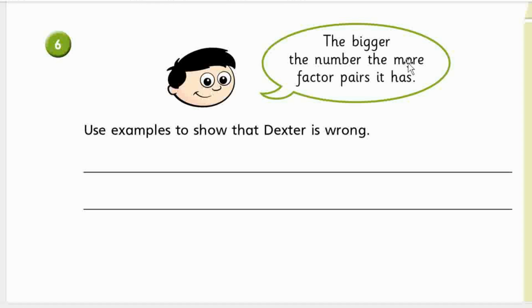The bigger the number, the more factor pairs it has. Use examples to show that Dexter is wrong. So what you need to do is to think of a prime number. Now, a prime number is a number which can only be divided by 1 and itself. In other words, 3 is a prime number. 7 is a prime number, because with 3 you can only divide it by 1 and 3. With 7 you can only divide it by 1 and 7. 9 is not a prime number because you can divide it by 3.